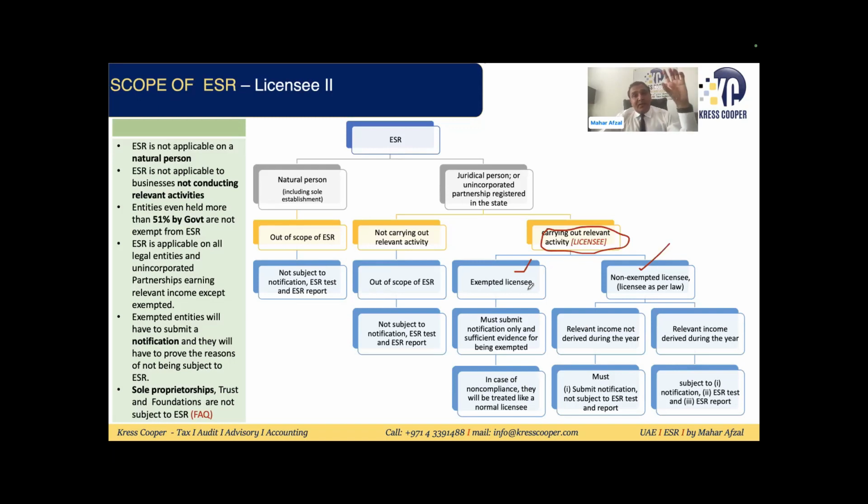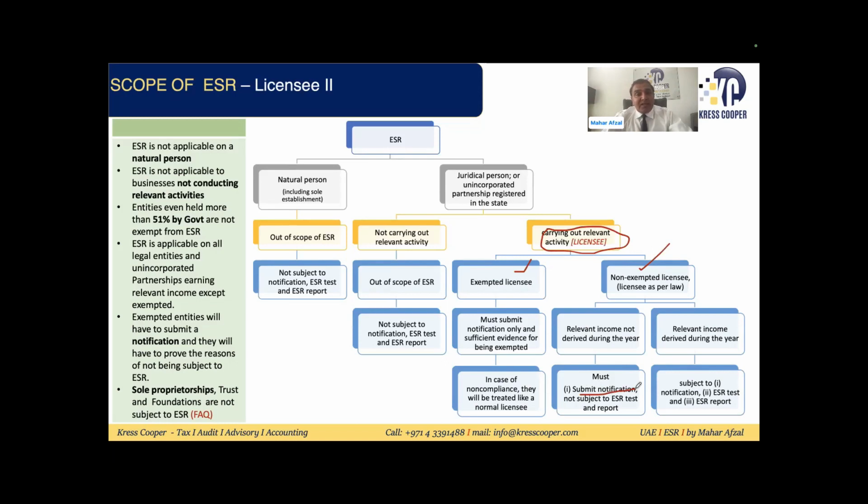Now the non-exempted licensee is a licensee as per law, and its relevant income is divided. There is a possibility that a company has a relevant activity in its business license but is not actually doing any relevant activity, or is doing the relevant activity but has not earned any income from it. If the company has not earned any income from the relevant activity, then the law says they need to submit only the notification. They are not subject to the ESR test, and they are not liable to submit the report either.